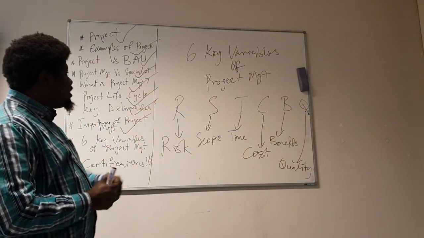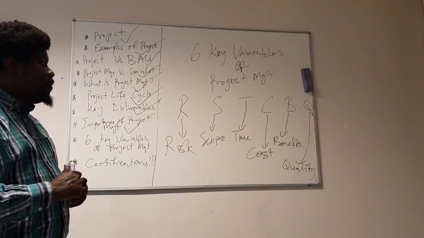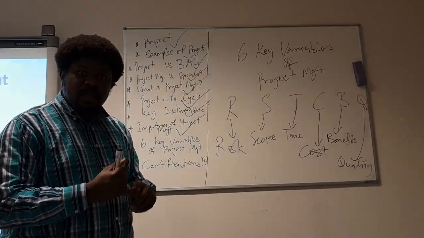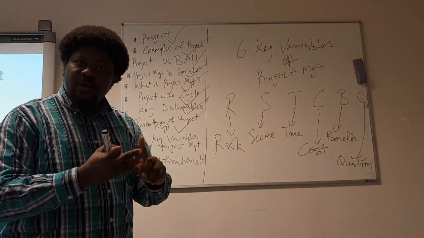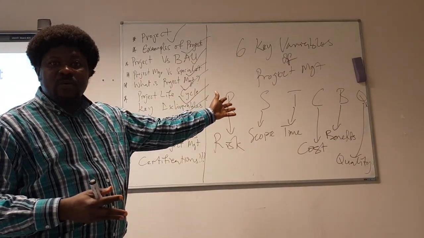So these are the six key variables of project management: RSTCBQ, that is risk, scope, time, cost, benefit, quality. Six key variables of project management.